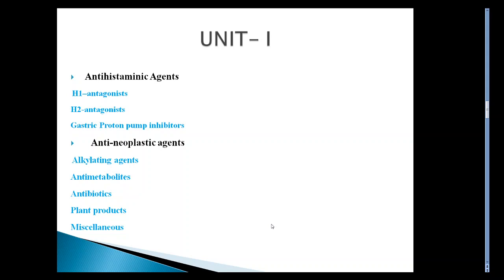We should say that Unit 1 will be subclassified into two parts. First is antihistaminic agents, and second will be the antineoplastic agents. In antineoplastic agents, we will define antineoplastic agents and subclassify them into 5 subclasses, and these subclasses will be further subclassified into different drugs.